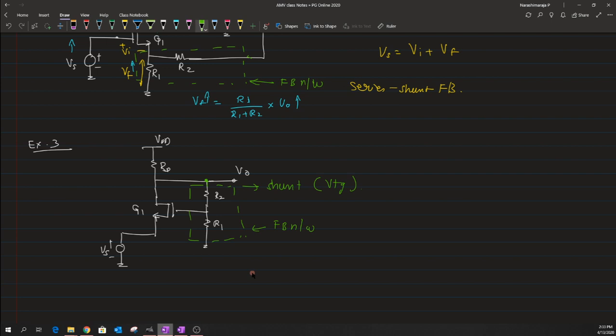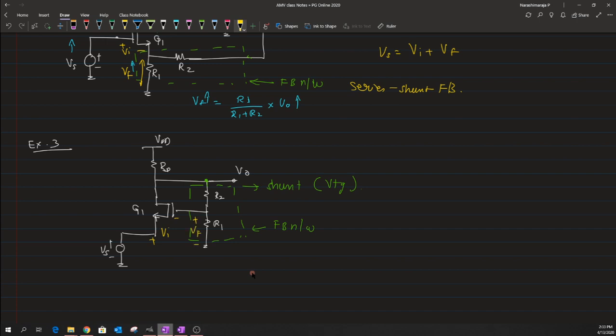But what type of mixing is happening across this network and fed as a kind of VF signal to the Vs? Okay, so here one could see that this Vs could be written as Vi, where Vi is again falling as the drop across the source and gate potential, and Vf appears as a drop across the resistance R1.